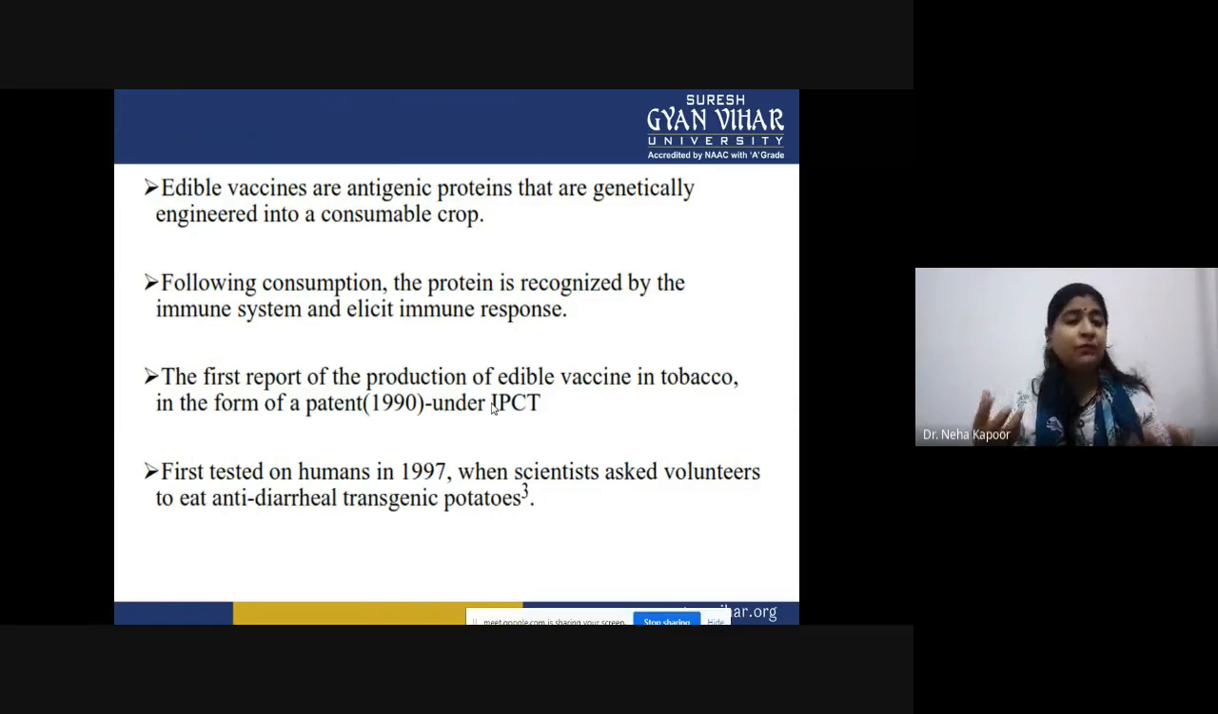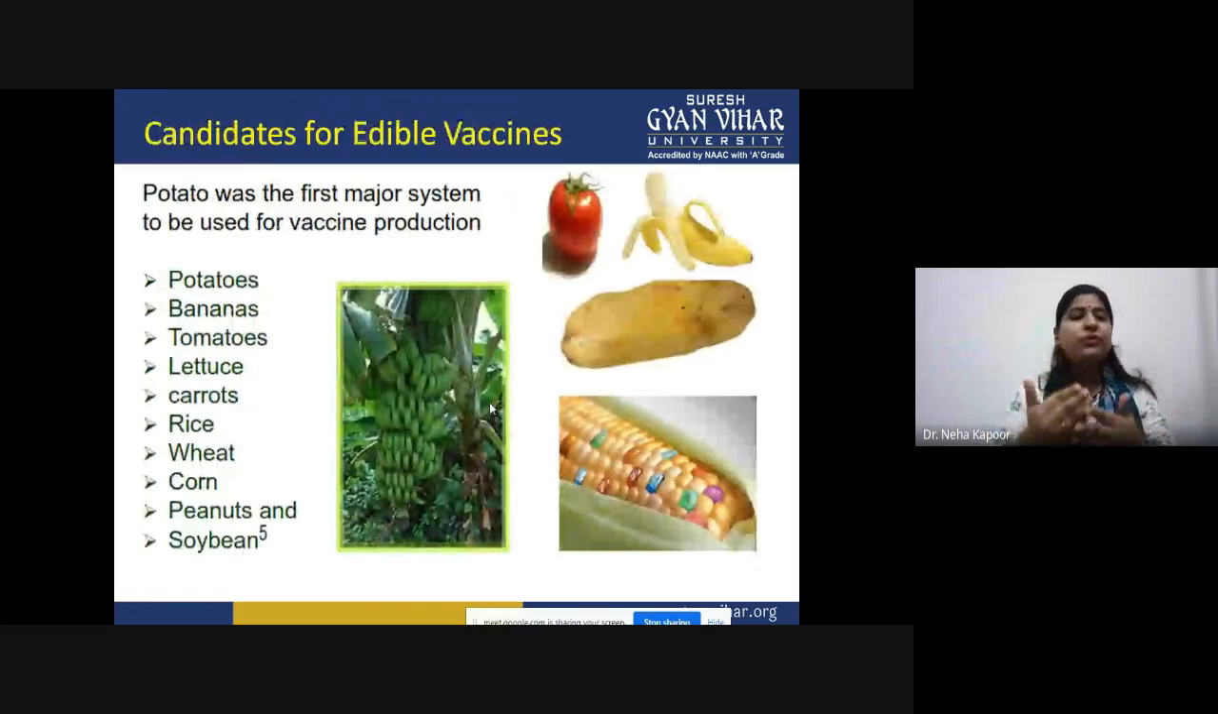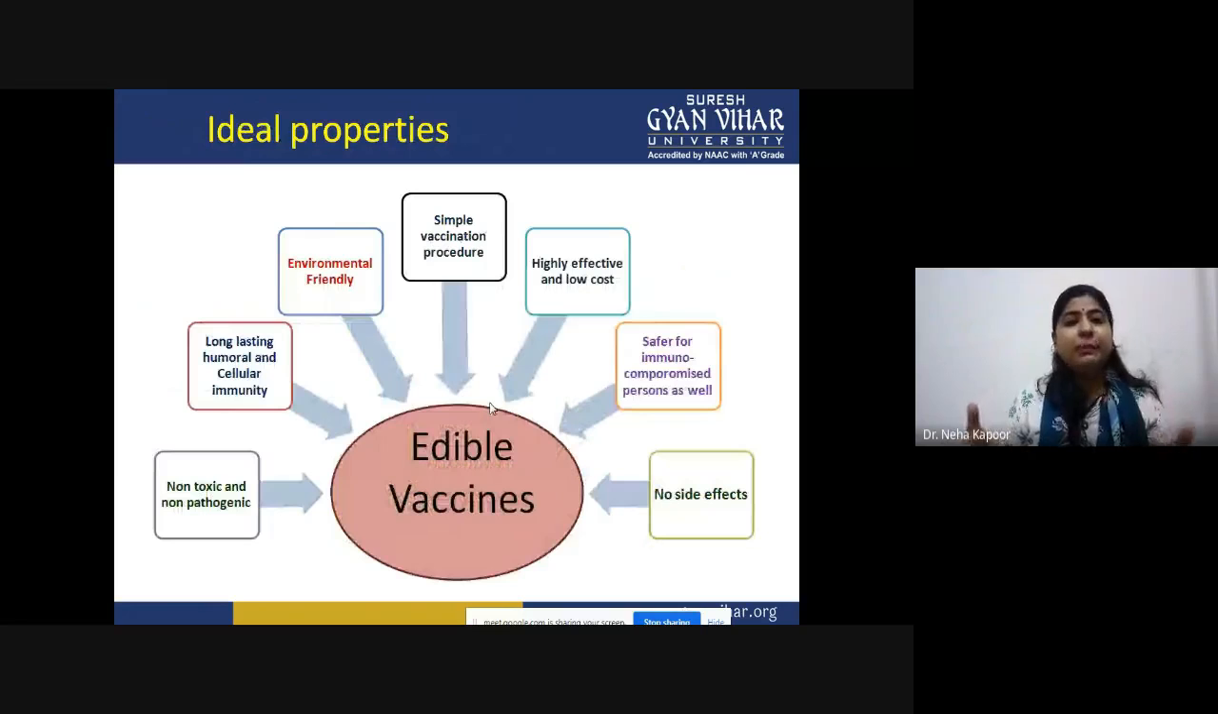In that case, the patent was also granted in the year 1990. Then this edible vaccine was first tested in humans in the year 1997, when the scientists basically asked many people to consume these anti-diarrheal transgenic potatoes. First it was tried in tobacco, then it was tried in potato. However, there are many candidates for edible vaccines. Potato was the first major system that was used for vaccine production for human consumption. We can use potato, banana, tomato, lettuce, carrot, rice, wheat, corn, peanuts, soya bean. So all of these are potential candidates for the development of edible vaccines.